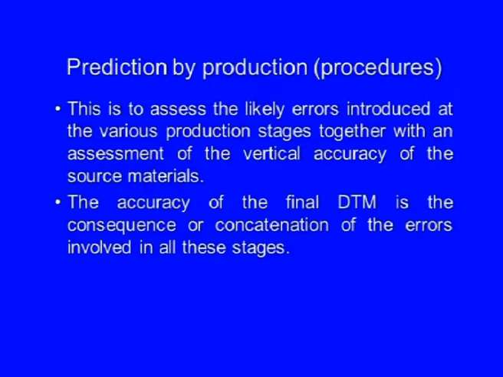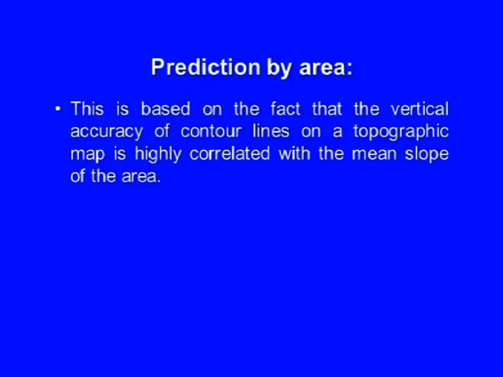The accuracy of the final DTM is the consequence or concatenation of the errors involved in all these stages. The next is prediction by area. This is based on the fact that the vertical accuracy of contour lines in a topographic map is highly correlated with the mean slope of the area.